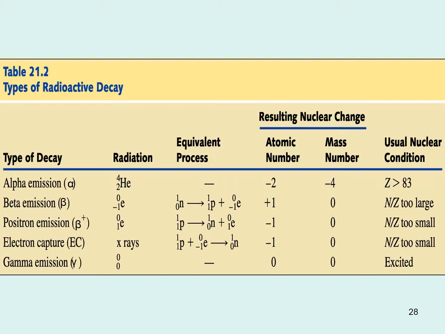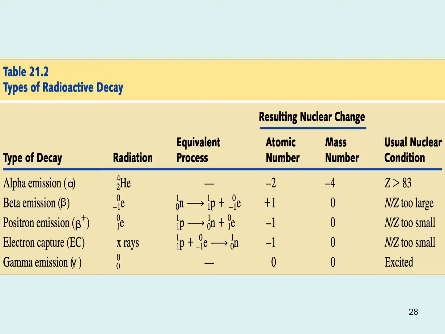All right, so this is just a nice little chart that kind of summarizes everything. So you've got alpha emission, which gives off alpha particles. Beta emission gives off beta particles. Positron emission gives off a positron. Electron capture really just gives off X-rays, and then the gamma emission. You can also see here the equivalent process. So beta emission is equivalent to a neutron changing to a proton, and both positron emission and electron capture are equivalent to a proton turning into a neutron.